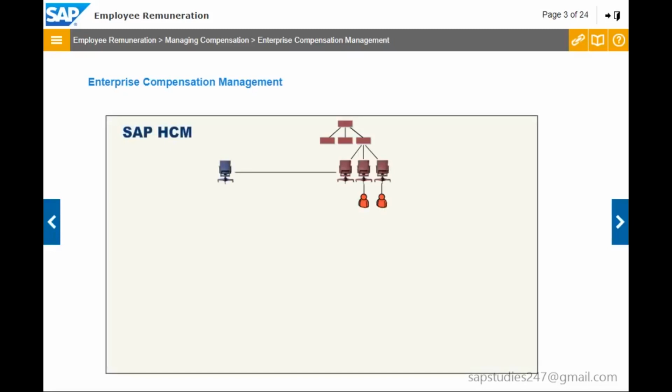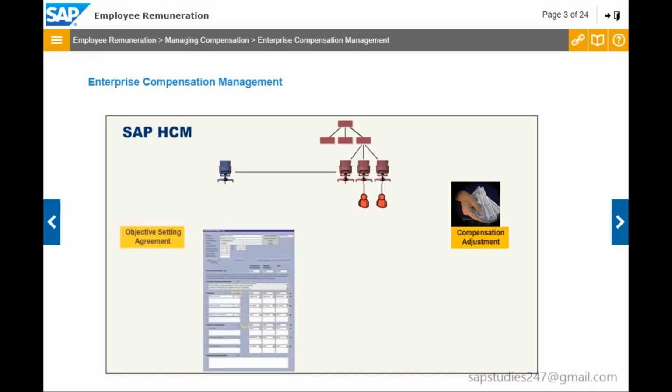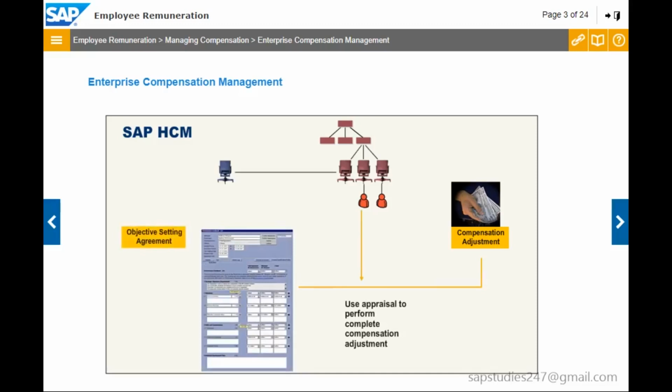Performance management takes into account department goals while setting an employee's objectives and making appraisals. An employee's compensation is adjusted according to his or her performance and the department goals. Once the performance review is complete, further processing, for example a bonus payment, can be triggered in Enterprise Compensation Management. Use Enterprise Compensation Management, or ECM, to process an employee's compensation after the appraisal process is complete.